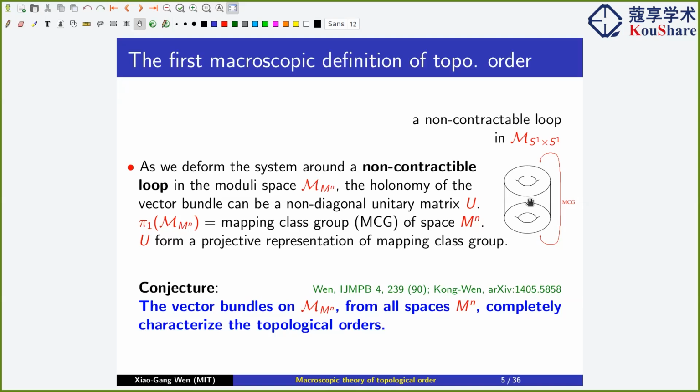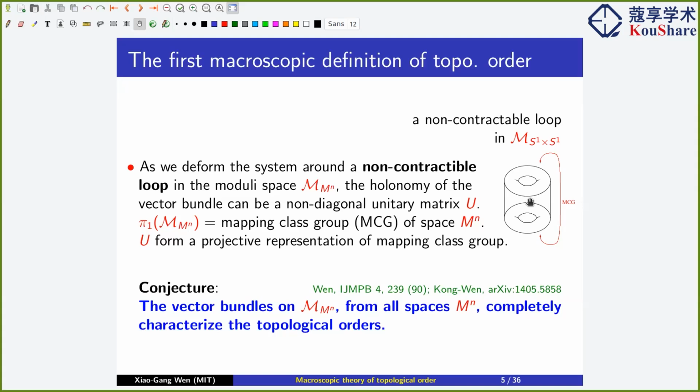And so through the contractile loop, it's more like a perturbation. You can do a big loop, you can do a small loop, but a small loop is like a perturbation. So for a perturbation, you can never split degeneracy. Actually, when you do a non-contractile loop, you will split degeneracy. So this is actually important.